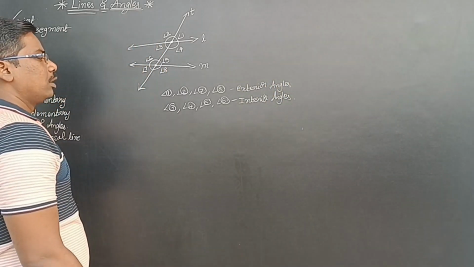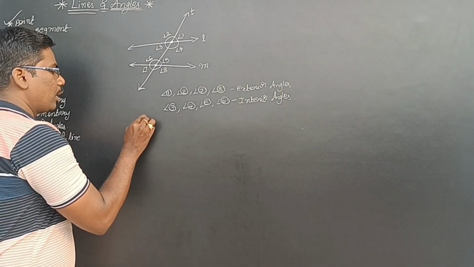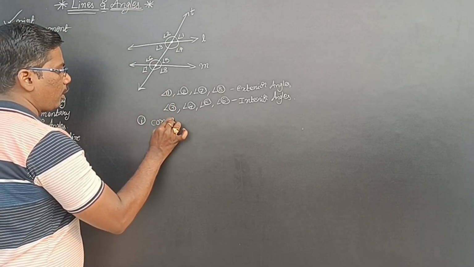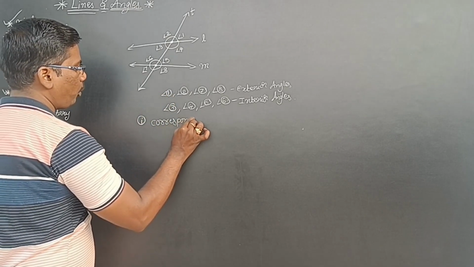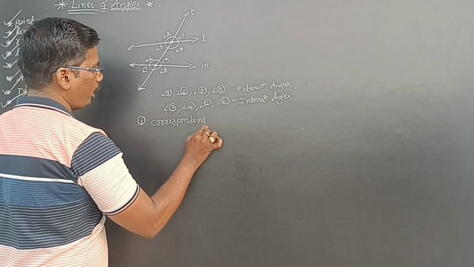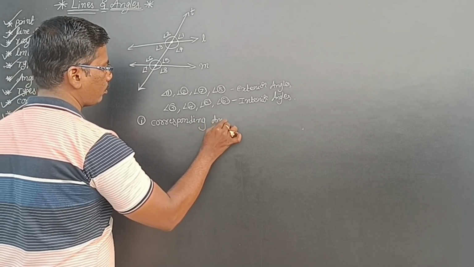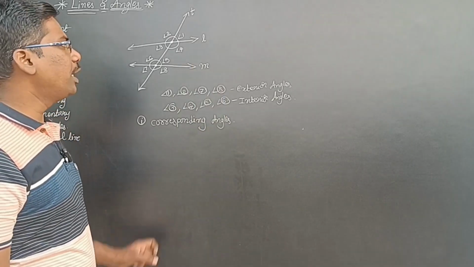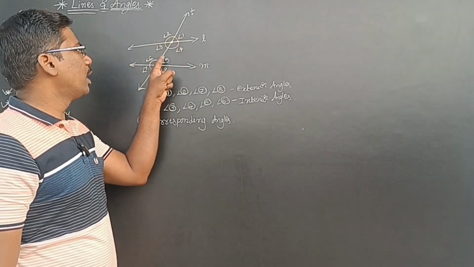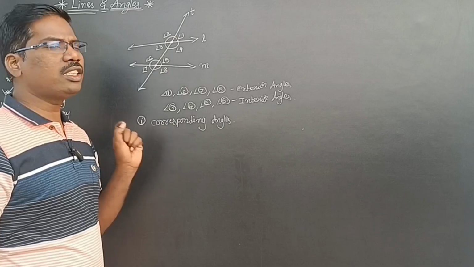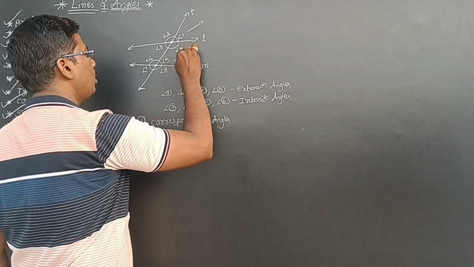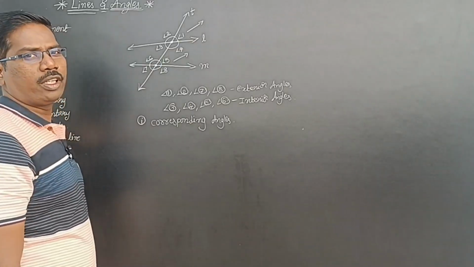Next, here we have to understand one thing: corresponding angles. What is a corresponding angle? The direction should be the same. If two angles have the same direction, then those angles are called corresponding angles.